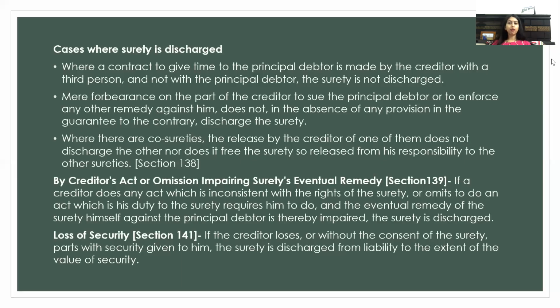Next is section 141, loss of security. If the creditor loses or, without the consent of the surety, parts with security given to him, the surety is discharged from liability to the extent of the value of security. Now security rests with whom? It is with the creditor. Now if the creditor loses that particular security, the surety will be deemed to have been discharged.